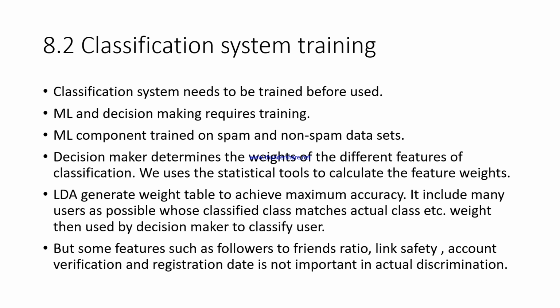to classify the users. But some features, such as the follower to friend ratio, link safety, account verification, and registration date, are not important in the actual discrimination, so we avoid them.